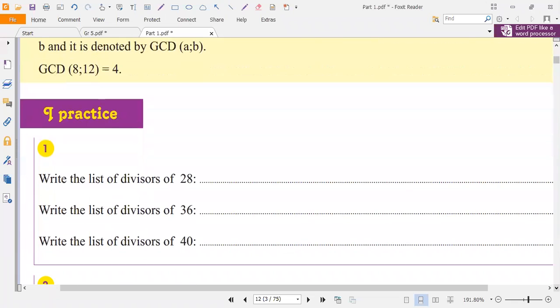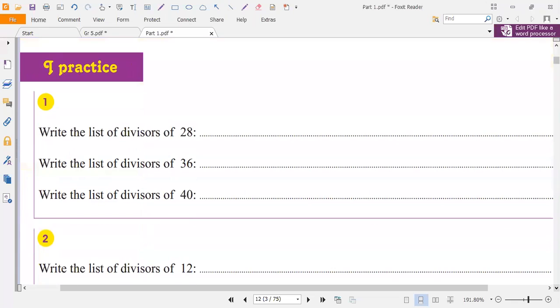Now let's do exercise 1, page 12. Write the list of divisors of 28. Do you remember how to write the list of divisors? We have to write the number 28 as products of two numbers. Then we draw the letter U. We start by 1. It is 1 times 28. Then we think about 2.